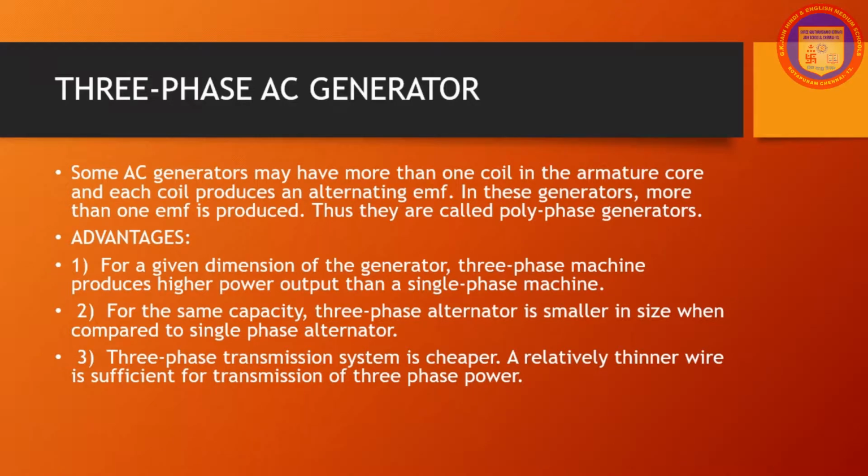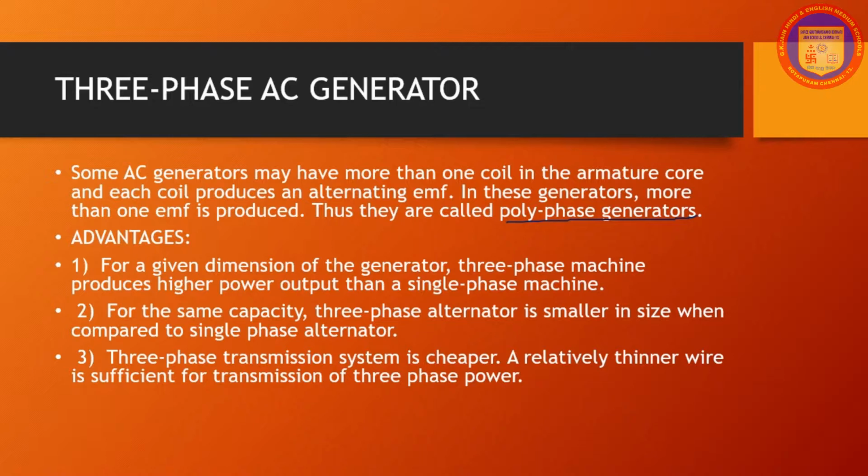Three-phase AC generator. Some AC generators may have more than one coil in the armature core, and each coil produces an alternating EMF. In these generators, more than one EMF is produced. Thus, they are called polyphase generators.